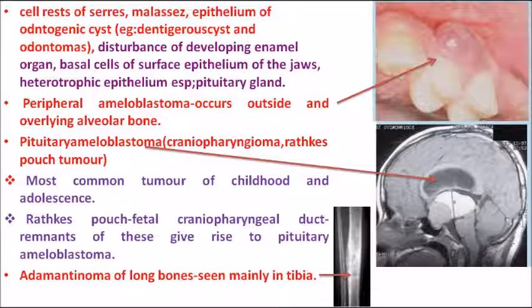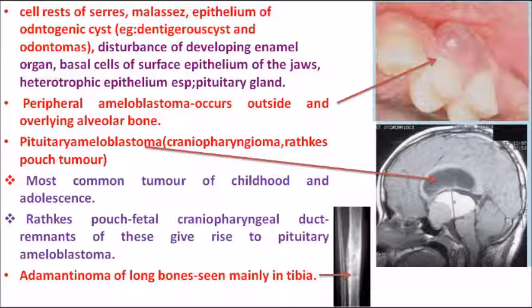Now another rare variety of ameloblastoma is pituitary ameloblastoma. It is otherwise known as craniopharyngioma or Rathke's pouch tumor. It is seen in the craniopharyngeal area, that is why the term craniopharyngioma, and mainly in the Rathke's pouch area. So that is a rare formation of ameloblastoma. It is not asked frequently, but still you have to learn.